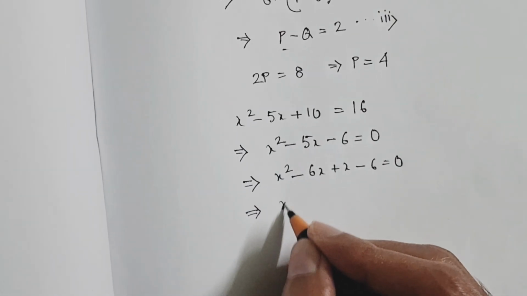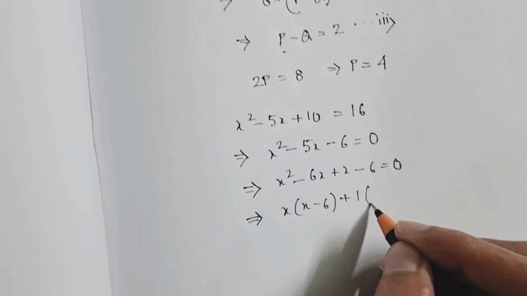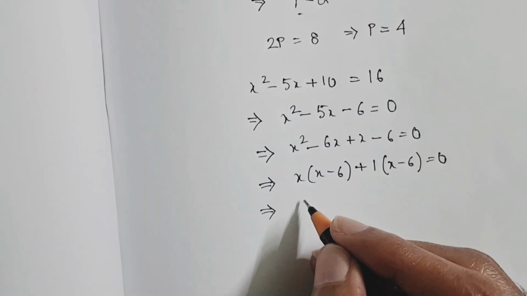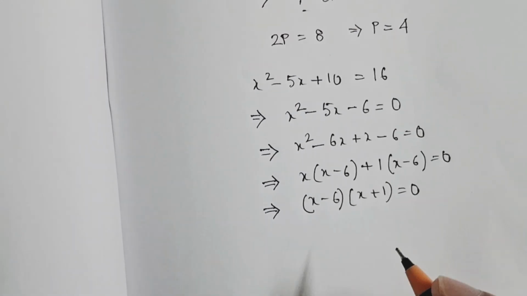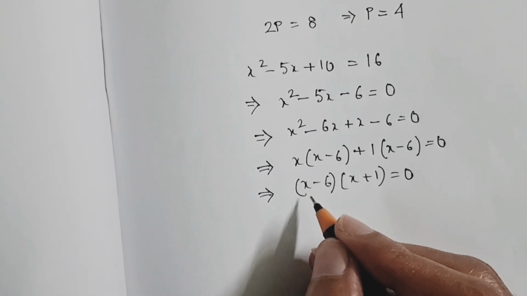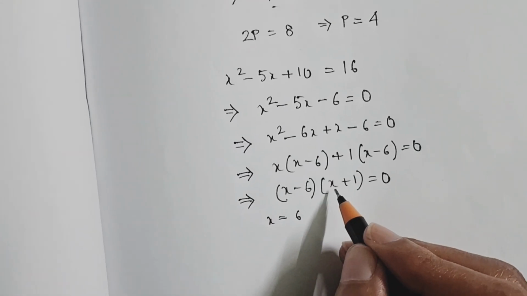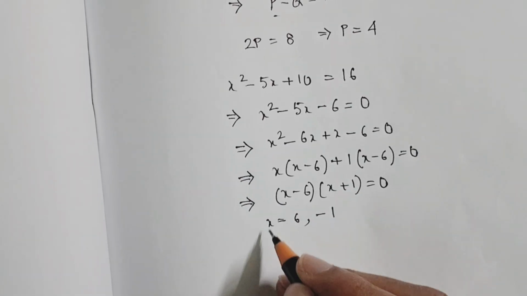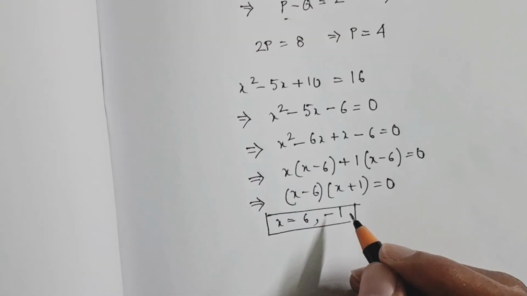Now taking common x, this is 1, that is equal to 0. Taking common, x minus 6 into x plus 1, that is equal to 0. So either of them is 0. So if we put x minus 6 equal to 0, we have x equal to 6, and if we put x plus 1 equal to 0, we have x equal to minus 1. That is, we have two values, x equal to 6 and x equal to minus 1.